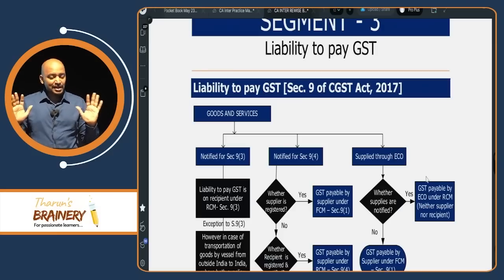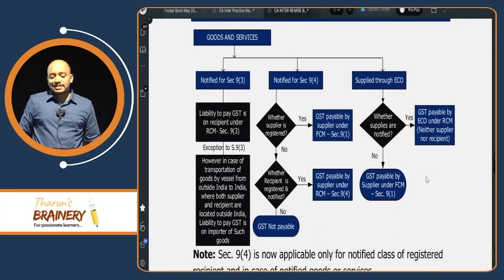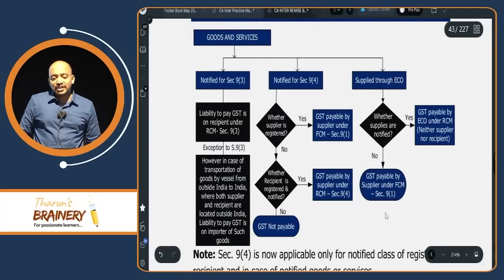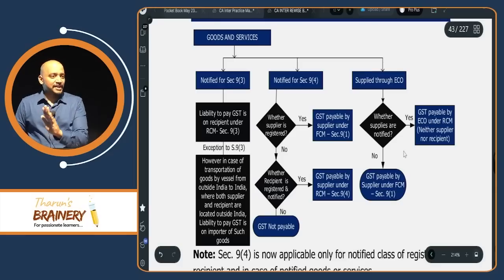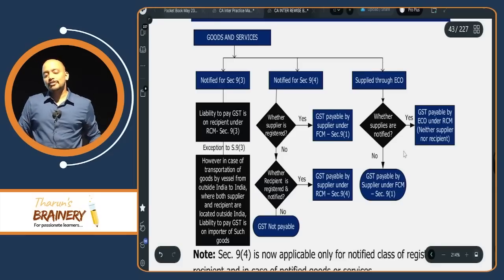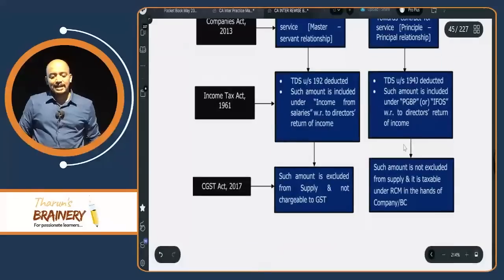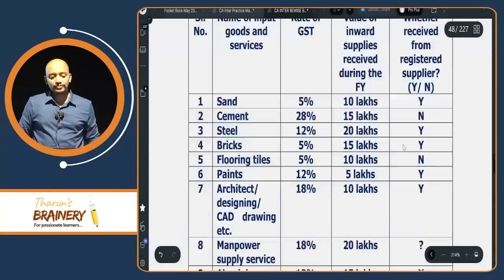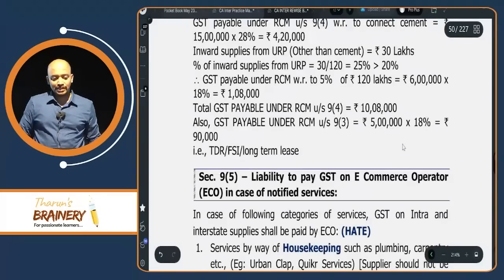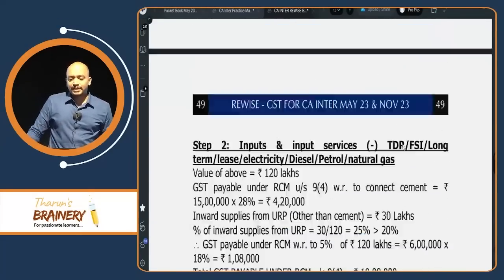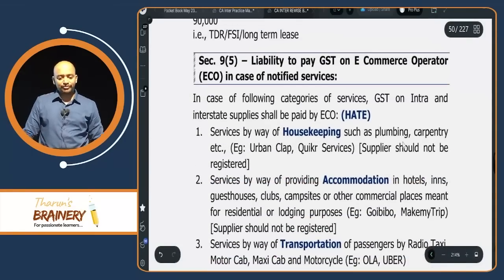Okay, clear? Next. So we are discussing 9 subsection 5 first, because 9(3) tomorrow we can start fresh, but this 9(4) and 9(5) we will complete first. Okay, so therefore you see 9(5) first. 9 subsection 5. Page number 49.